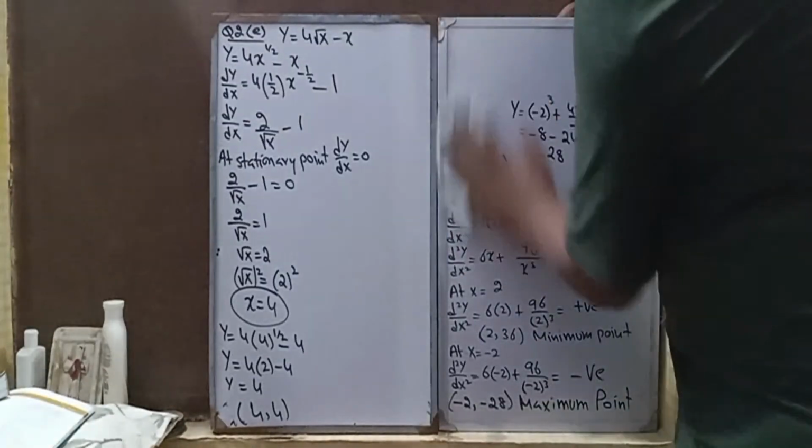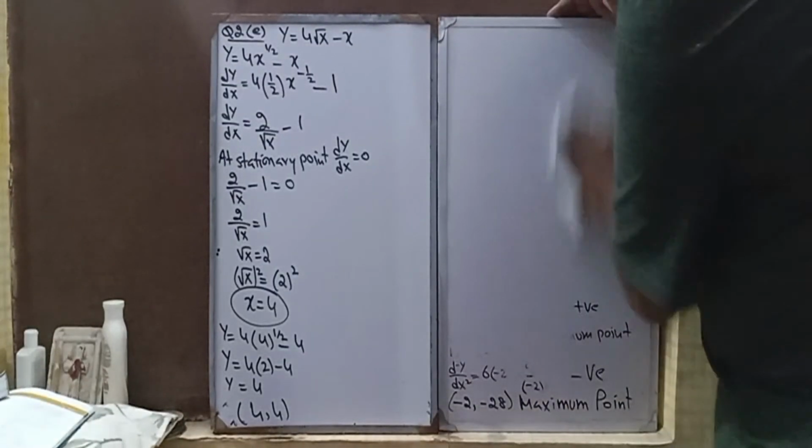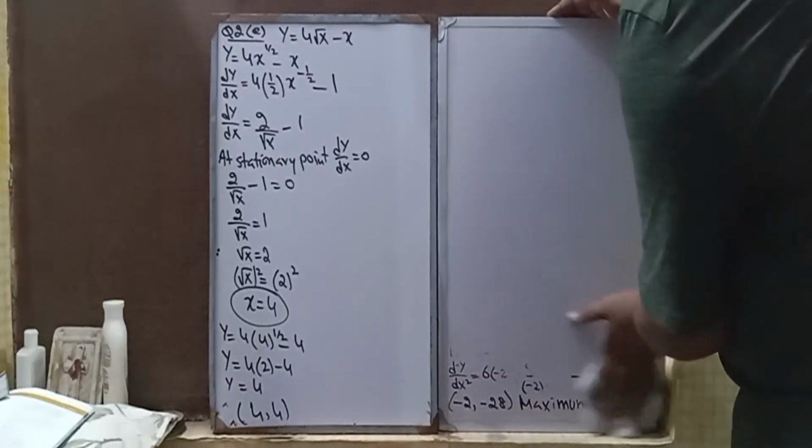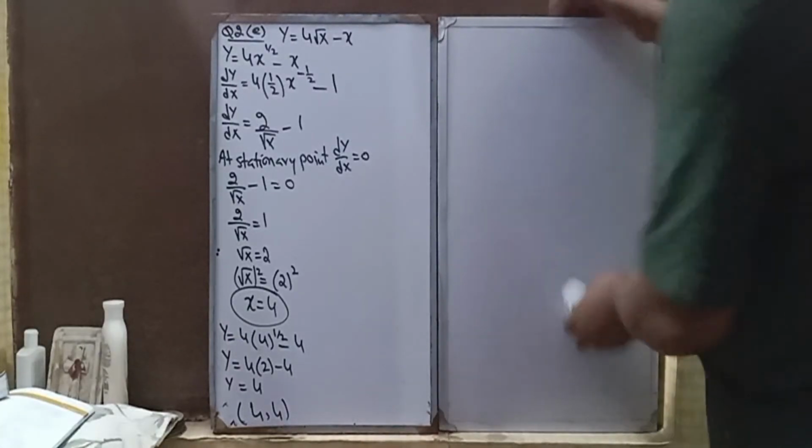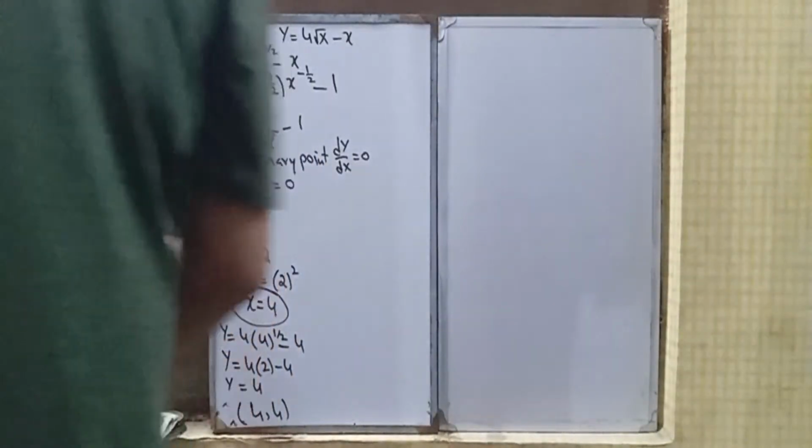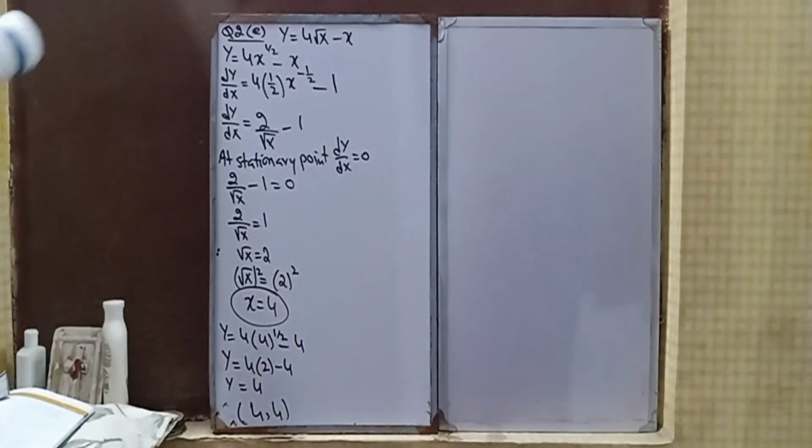So if you want to find out the nature of the stationary point, you will have to find out the double derivative. Once you know the double derivative, in that expression, put x equals to 4. And if it will be positive, it will be a minimum point. If it will be negative, it will be a maximum point.